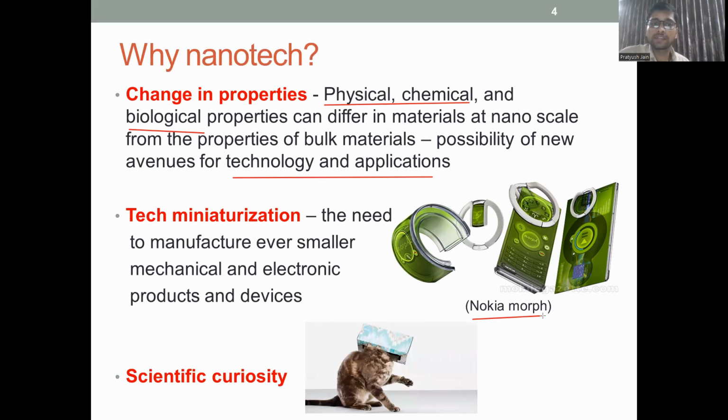Another reason is scientific curiosity. Scientific curiosity is the urge to know more scientific information, and it is an innate human trait. So scientific curiosity is the third reason.